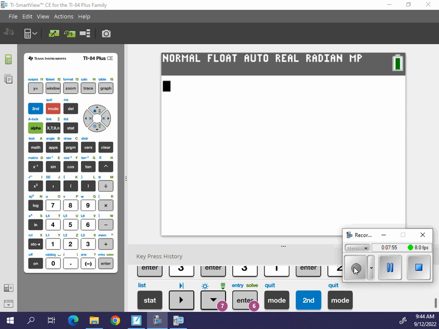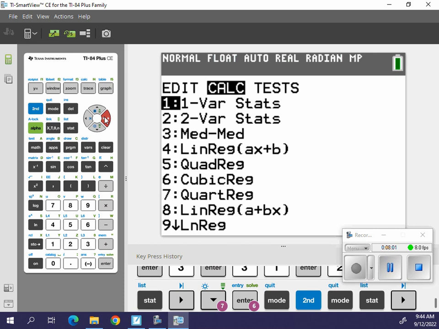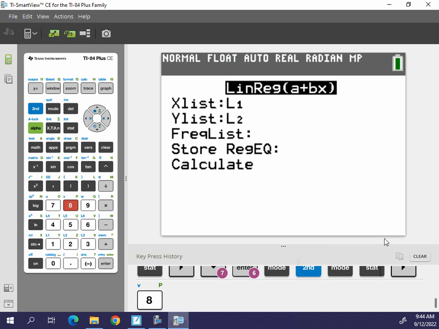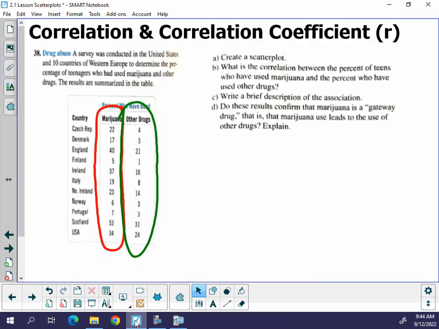So if we want to calculate a correlation coefficient, we are going to go to stat, calc. We're going to choose option 8, this LinReg(a+bx). We're going to tell it what our x and y lists are. We're going to use that first list as x and the second list as y. And so we can just go down and calculate. And so I see a value for a and b, but I don't see a value for r. R is what we call the correlation coefficient.